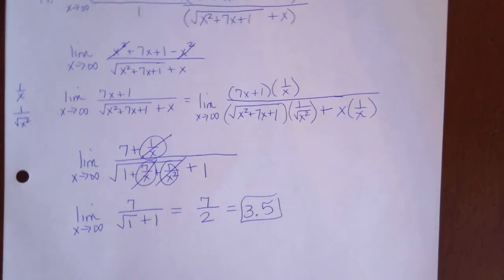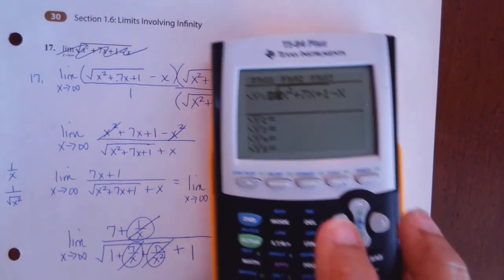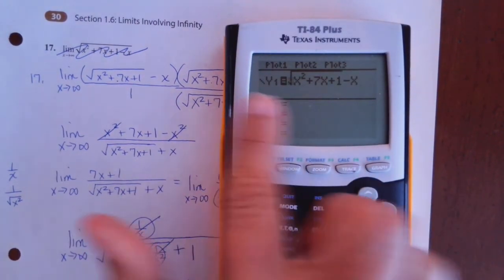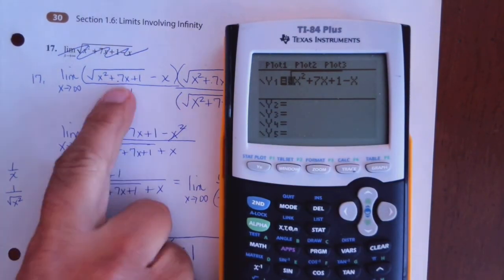All right. Now, that's a hard problem. Let's check to see if we're right. Okay. So I'm going to go to my calculator and I'm going to put in my original problem. Okay. Square root of x squared plus 7x plus 1 under the radical, and then make sure the minus x is not under the radical. That was the original problem.